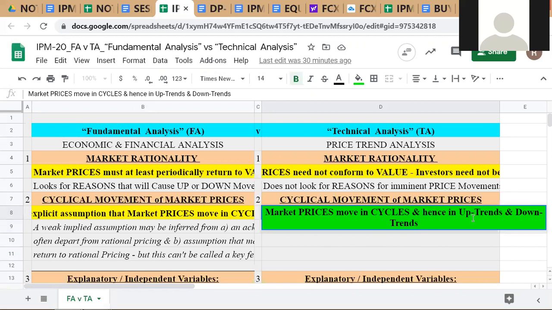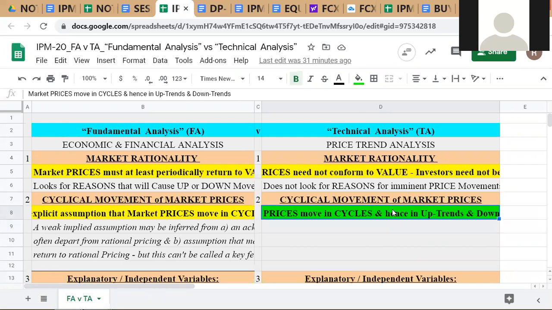The statement should be that market prices move in cycles. And as you will see, when you have a cycle, it has to consist of uptrends and downtrends. So if you say cycles, that's a higher level designation, and that is how the assumption should be stated.